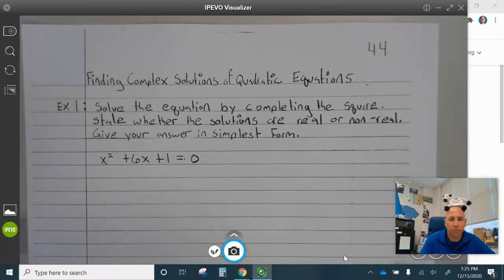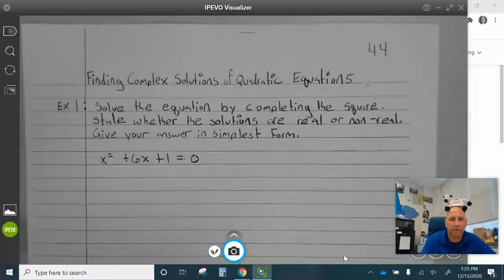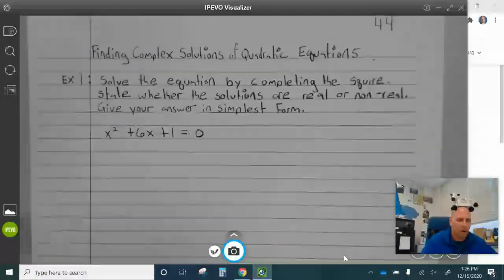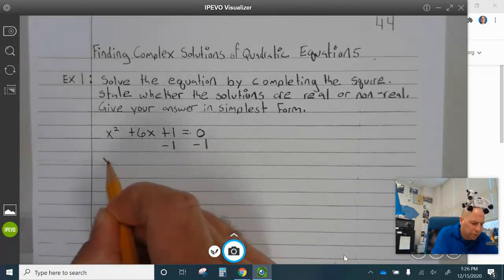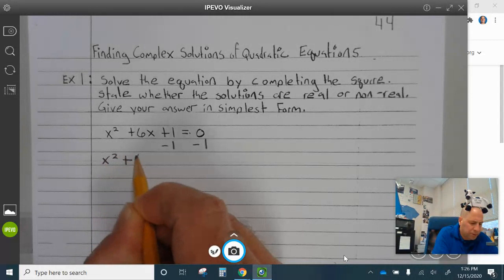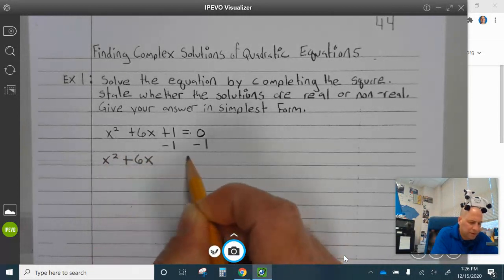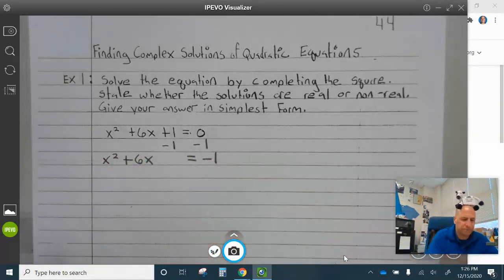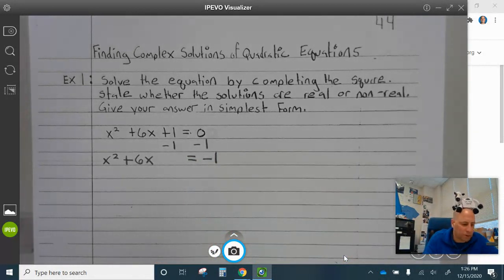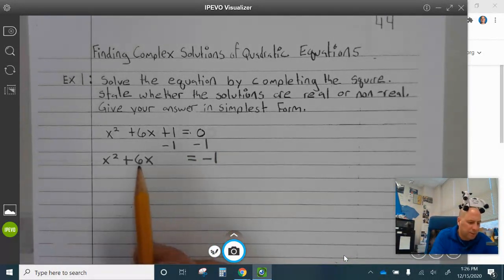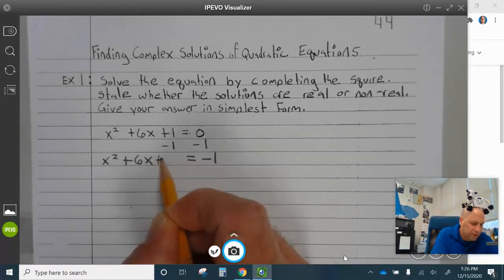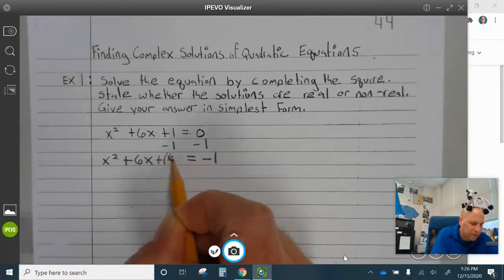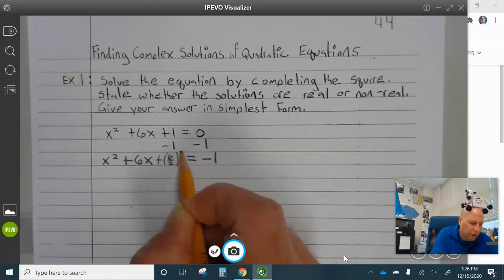Okay, example 1. Solve the equation by completing the square. State whether the solutions are real or non-real. Give your answer in simplest form. Alright, so the first thing we do is subtract 1 from both sides. So we have x squared plus 6x equals negative 1. Now, to complete the square, we're going to take the middle number divided by 2 and square it. So that's plus 6 divided by 2 squared.